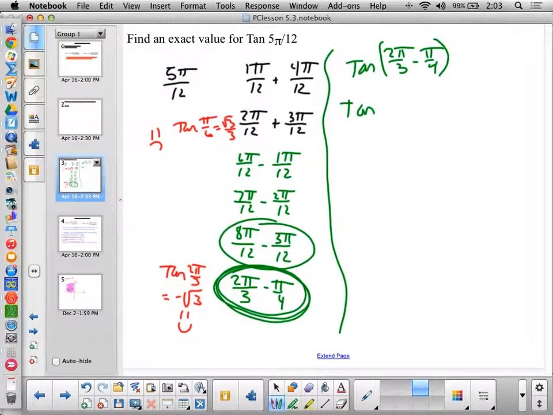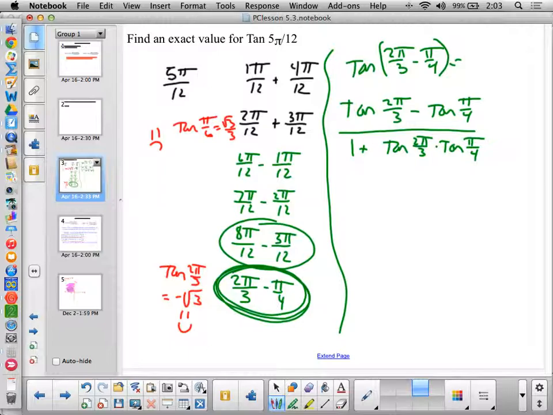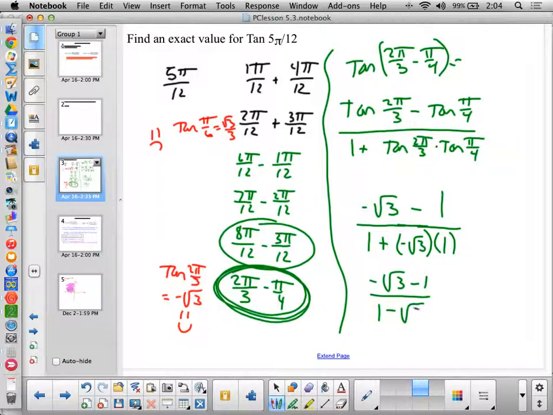Thank you. So that's tangent of, according to the formula, tangent 2 pi over 3 minus tangent pi over 4 over 1 plus tangent 2 pi over 3 times tangent pi over 4. We plug in our values. Tangent 2 pi over 3 is negative root 3, minus 1, over 1 plus negative root 3 times 1. Or negative root 3 minus 1 over 1 minus root 3.